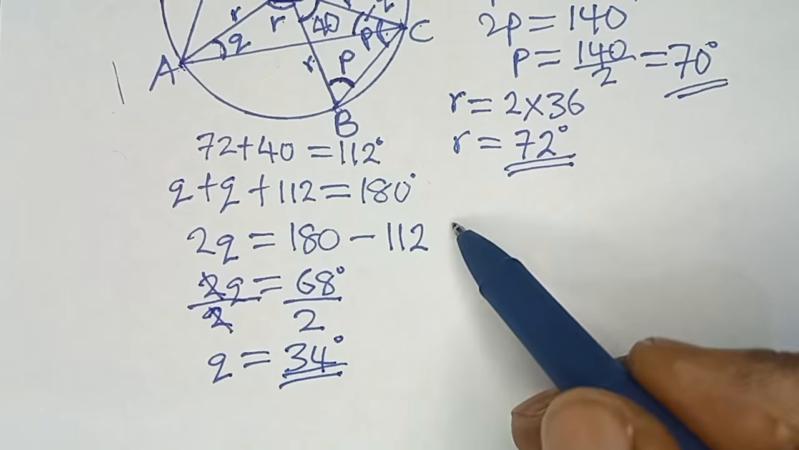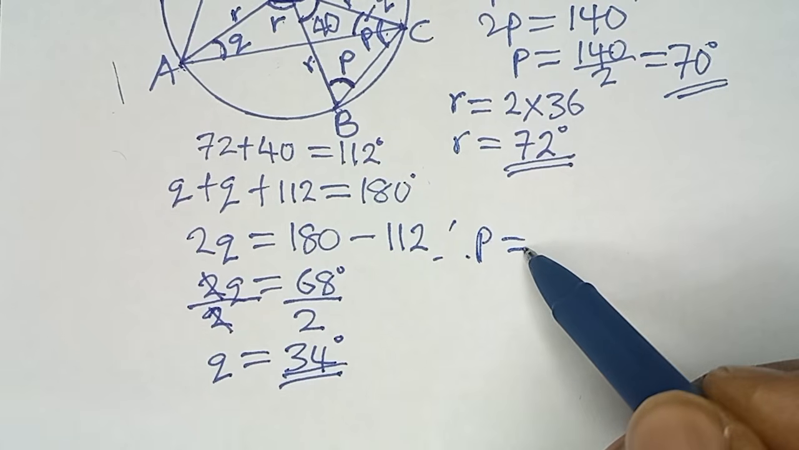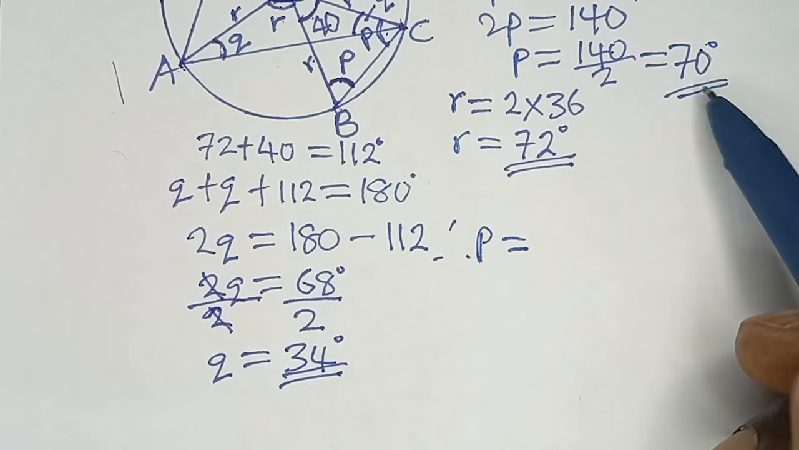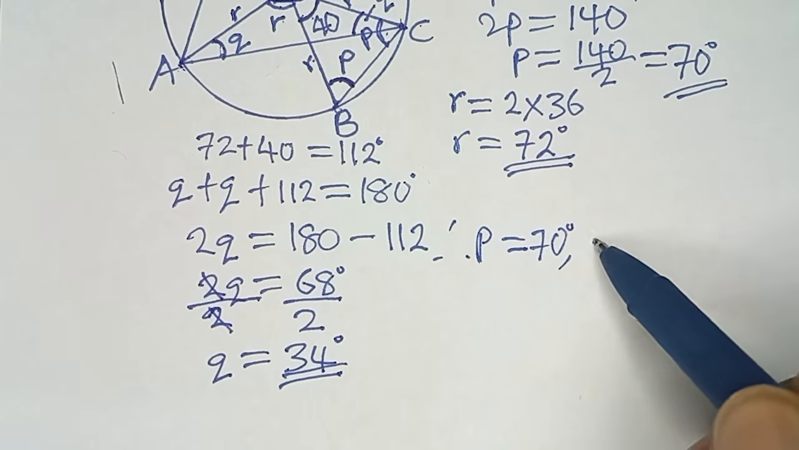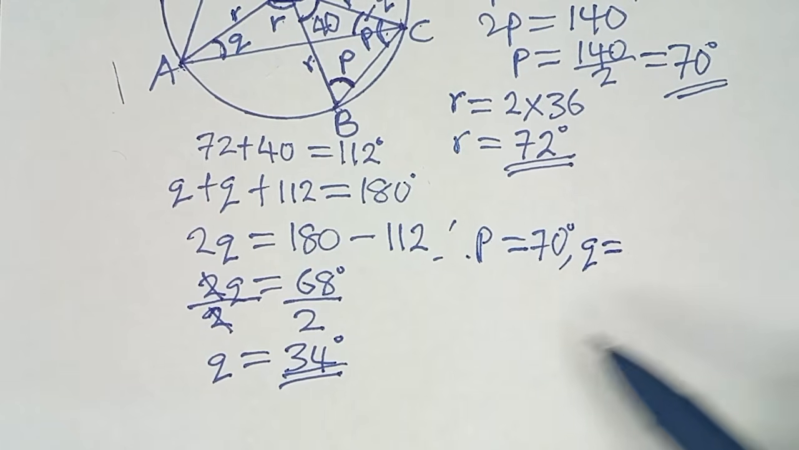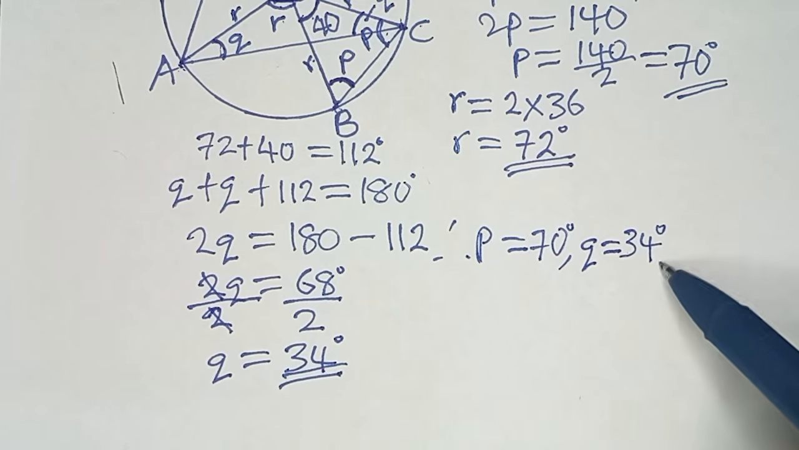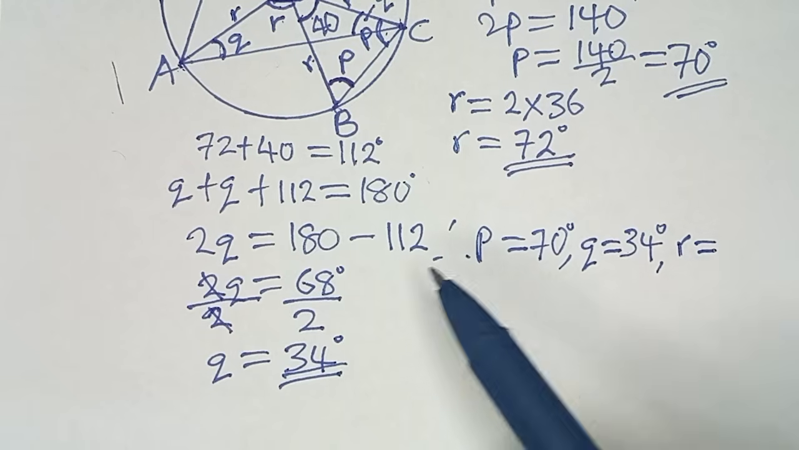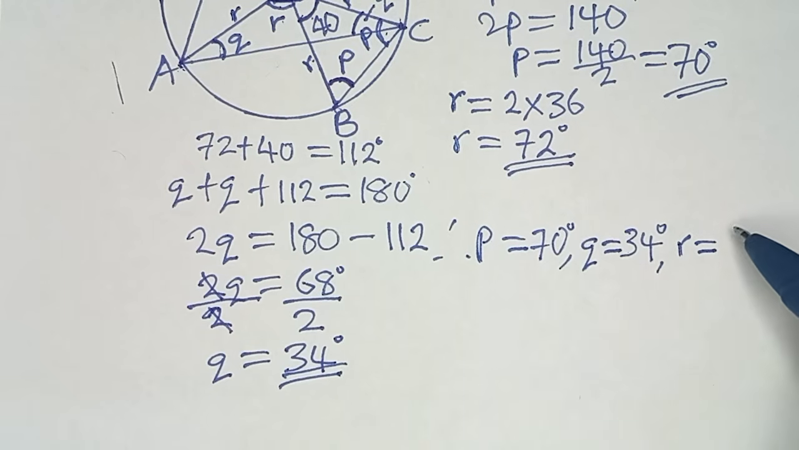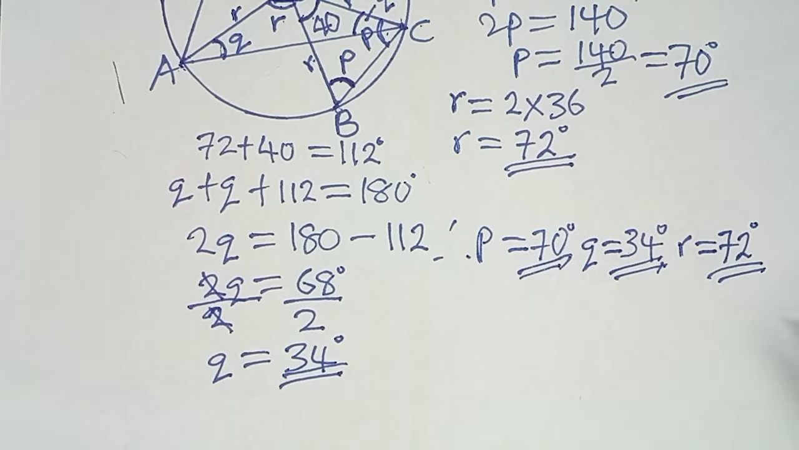So I can conclude and say therefore angle P is equal to 70 degrees. Angle Q is equal to 34 degrees that we just obtained. And finally, angle R is equal to 72 degrees. So these are the final answers for the question.